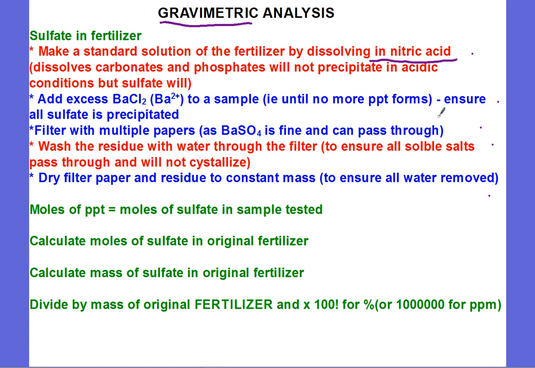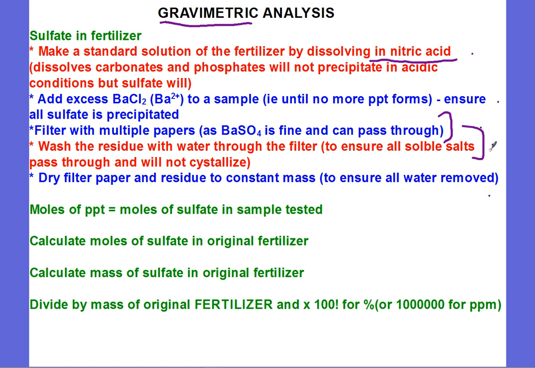The next thing we do is we filter that precipitate out with multiple filter papers. That's because barium sulfate is so fine, it can pass through one filter paper, and if it did, that would lead to an underestimate. The next thing we do is we wash the residue, or wash the precipitate, with water and let that water flush through the filter paper as well.